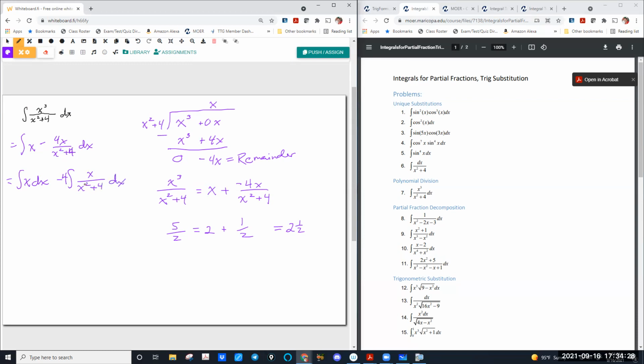Guys, this is a u sub. This is one of our fairly basic u subs. So let's do this guy. x squared over 2. Nice and easy. Actually, not. This one, our u, we're going to let be x squared plus 4.